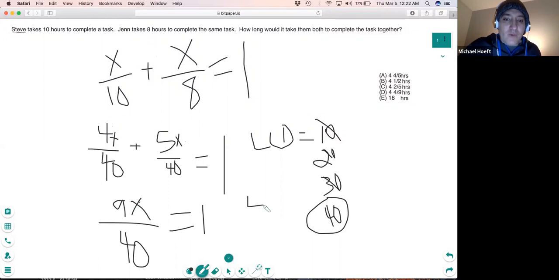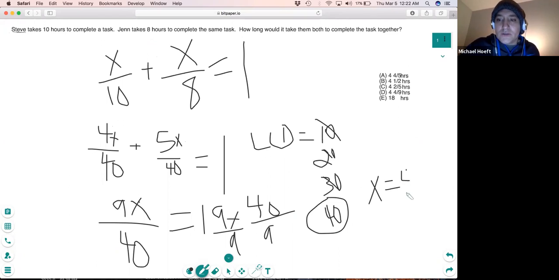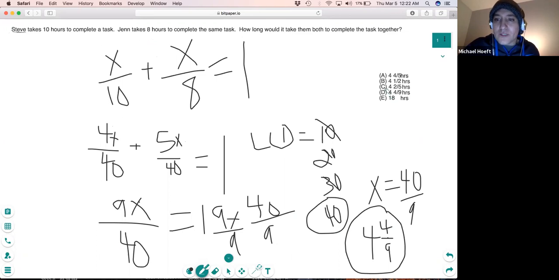Multiply both sides by 40, and you have 9x equals 40. Divide both sides by 9, and x equals 40 over 9. Now, what is 40 over 9? If we were to turn this into a mixed number, it is 4 4/9. So it's 4 4/9 hours. Our answer is going to be D, final answer.